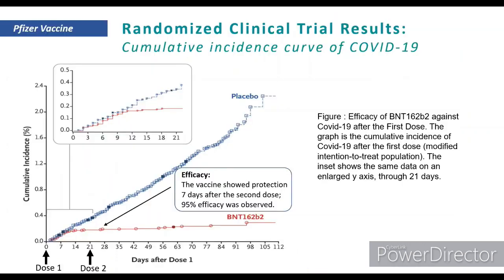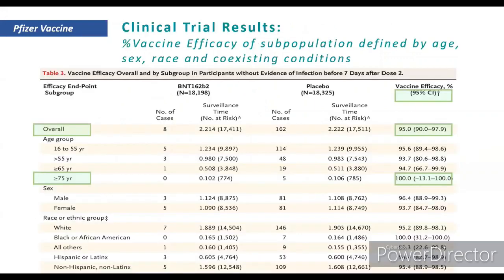From the randomized double-blinded clinical trial results of Pfizer vaccine, if we observe the cumulative incidence, the red curve, we can see that the slope becomes almost flattened from the day 28, almost 1 week after the second dose, and the efficacy became around 95%. This is the chart of percentage efficacy of different subpopulations and with different coexisting conditions for Pfizer vaccine. The overall efficacy is 95%.